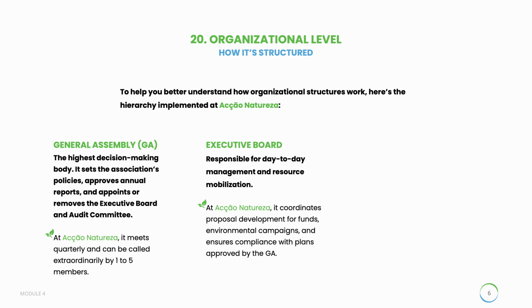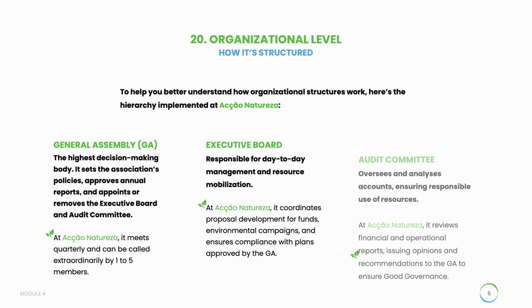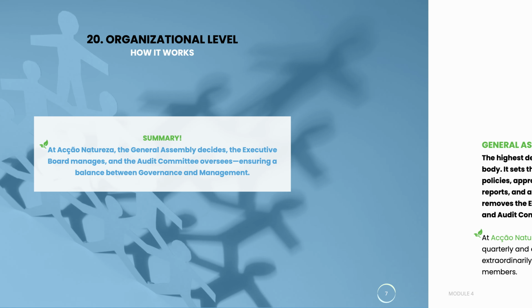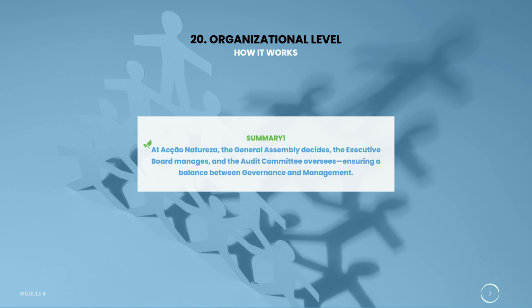Executive Board manages day-to-day operations, coordinates funding proposals and campaigns, and implements approved plans. Audit Committee oversees financial accounts and reports, providing recommendations to ensure good governance. At Ação Natureza, the General Assembly decides, the Executive Board manages, and the Audit Committee oversees, ensuring a balance between governors and management.